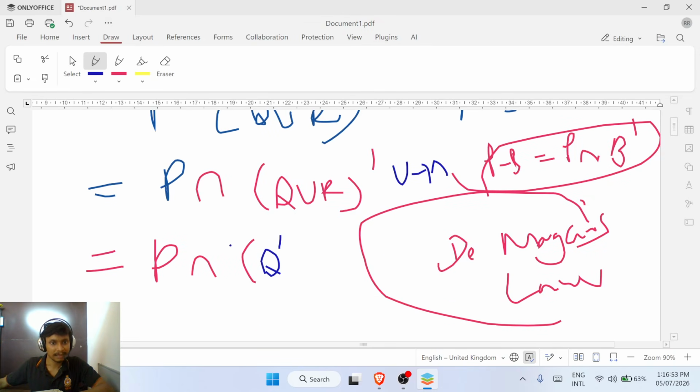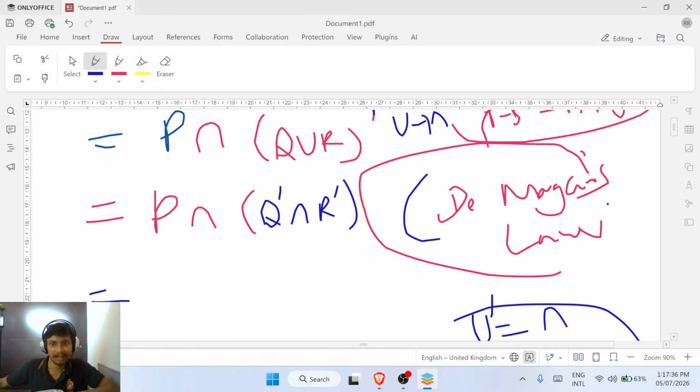Now P intersect... how can we write this? Now we are applying this dash to everything. Q dash, because this dash is common for this whole part included in the parentheses. I have applied dash to Q, giving Q dash, the complement of Q. I'm going to apply this dash to the union. Therefore, what is the opposite of union? That is intersection. Now I have to apply this dash to R. Therefore, Q dash intersect R dash.